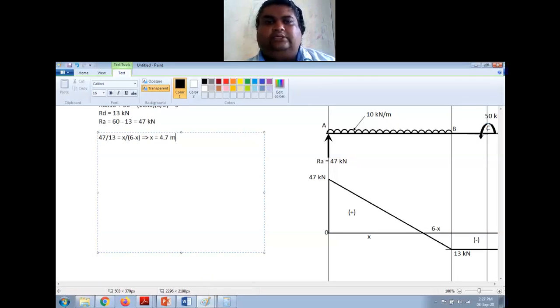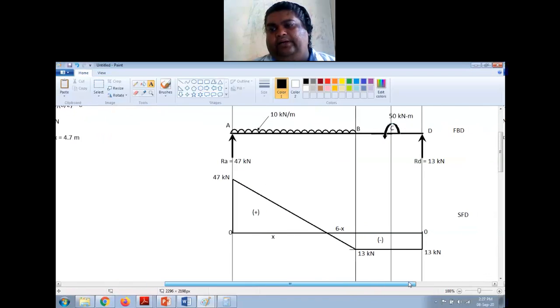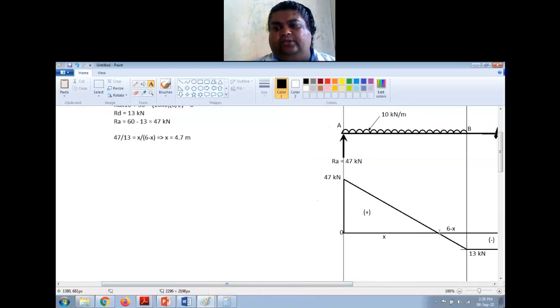I solved for x using this expression and I got the value of x as 4.7 meter. So I can find the maximum bending moment at that particular point. In your solution, you have to write SF at A is equal to 0 on the left side of A, on the right side of A is 47 kilonewton. At B, it is minus 13, right? And at D, it is minus 13 on the left side, 0 on the right side. And how it is varying, and what is the point where shear force is becoming 0. The sign is changing. You have to mention those things.